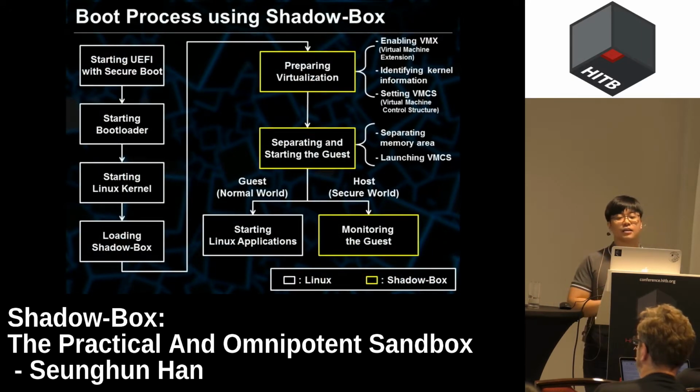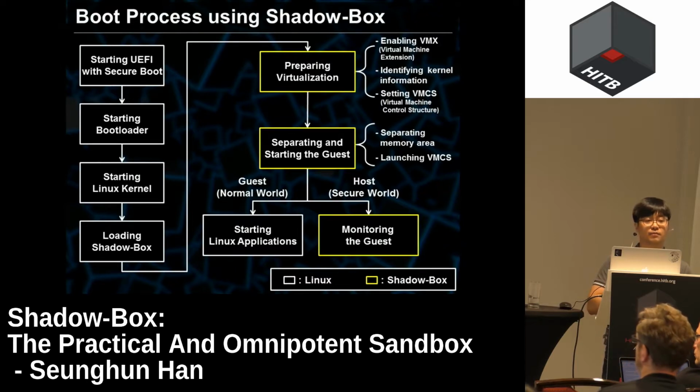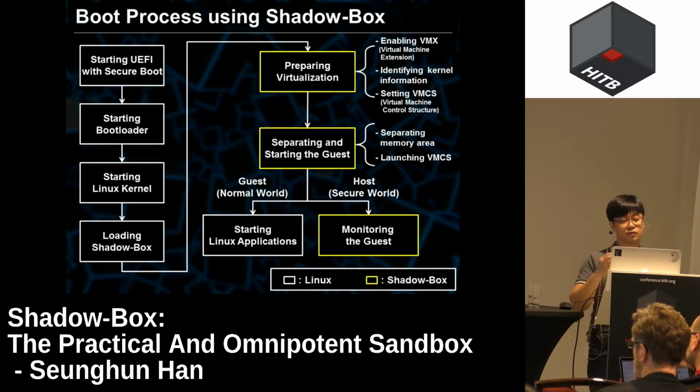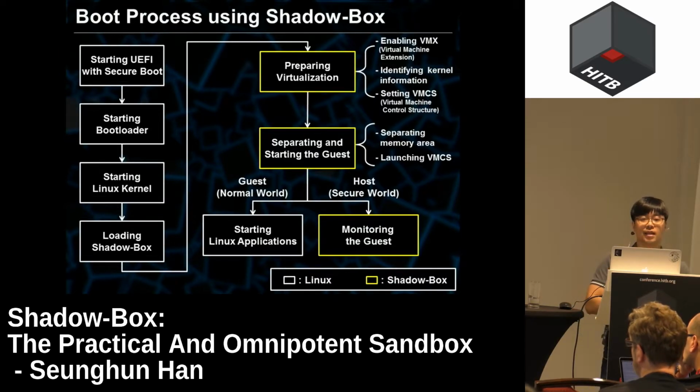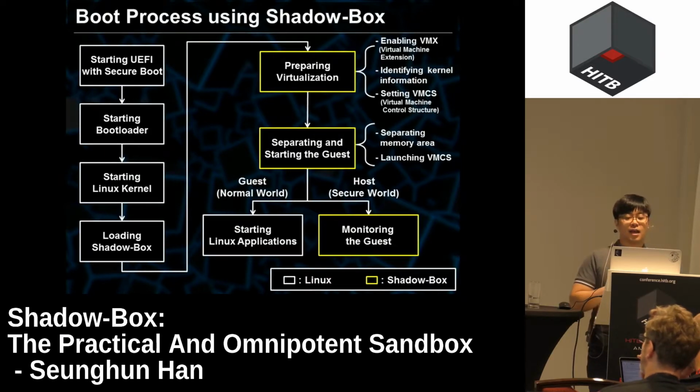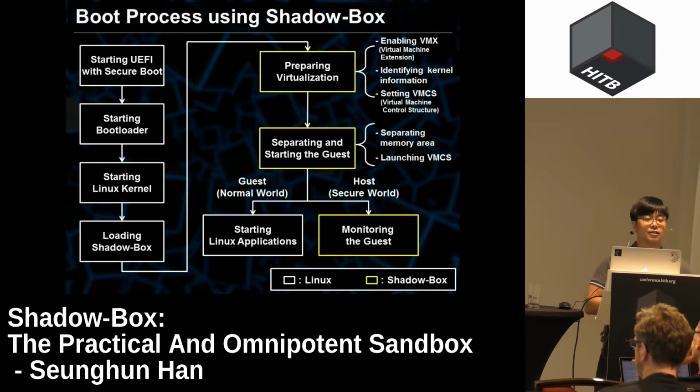As I mentioned earlier, Shadowbox is a loadable kernel module, and Shadowbox is loaded after starting the Linux kernel. Therefore, because of this boot sequence, I use another mechanism, secure boot, to ensure integrity of the boot process before Shadowbox. After secure boot and Shadowbox are loaded, LightBox pauses the OS and prepares an environment for virtualization. After that, it separates the guest from the host, and LightBox resumes the guest OS. Lastly, it starts Shadow Watcher.